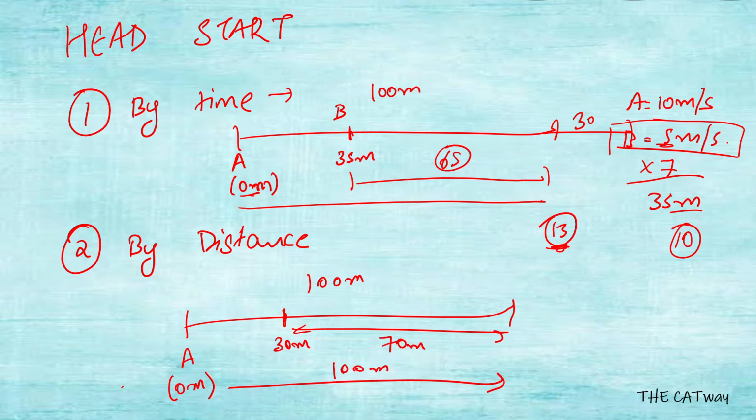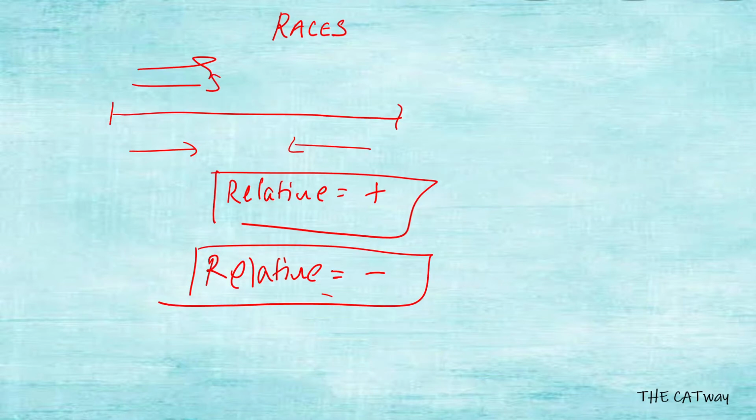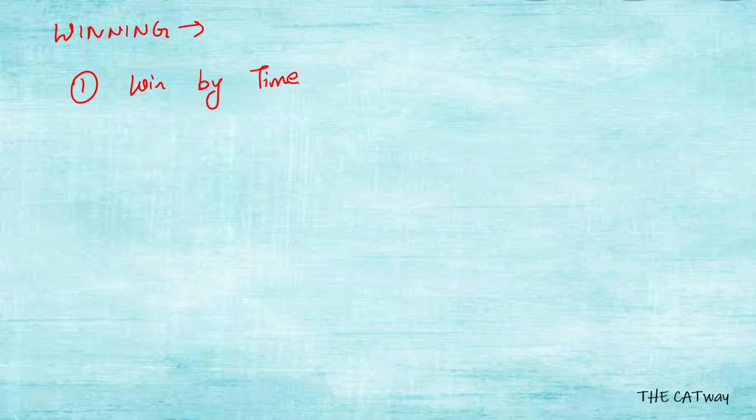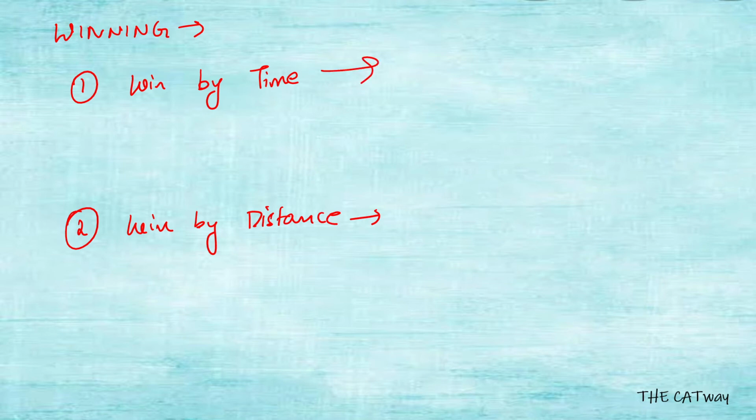Okay. Now coming to the part where winning is involved. So let's continue to that. Winning is also of two types. The first type is win by time. The second is win by distance. So these are the two types of wins that there are. Now coming to the first type of win.